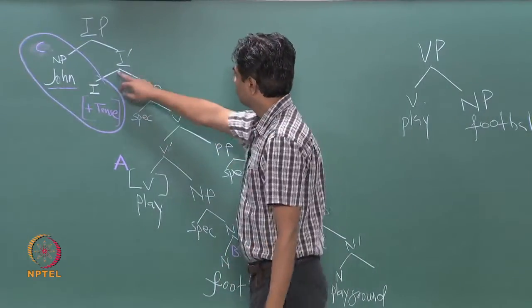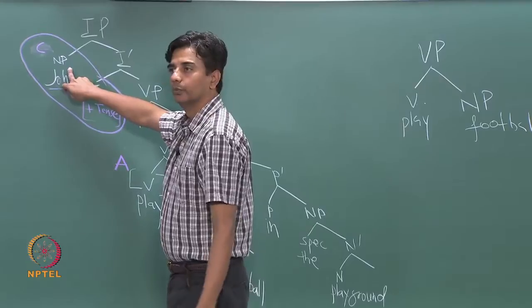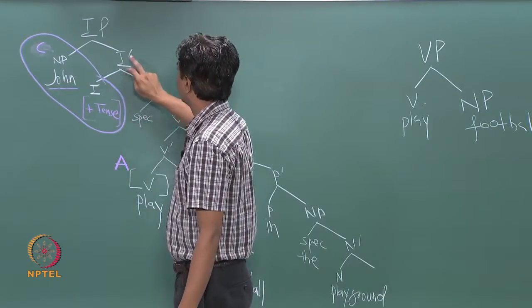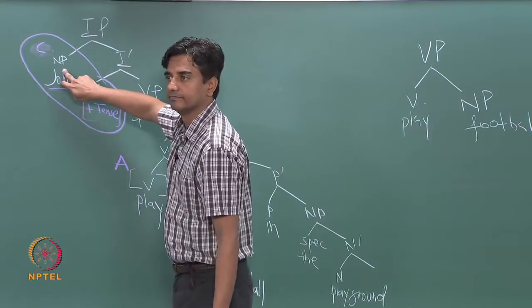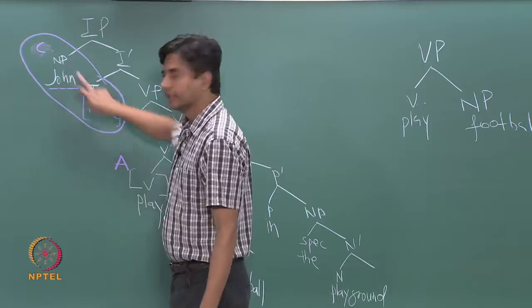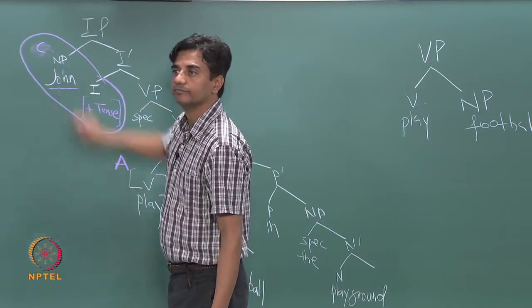Heads do not assign case to an element arbitrarily, under no relationship with one another. John, the subject. I-bar C-commands John. Yes, you can say that. I-bar C-commands John, but I does not C-command John. So, can you explain the second condition for C-command?